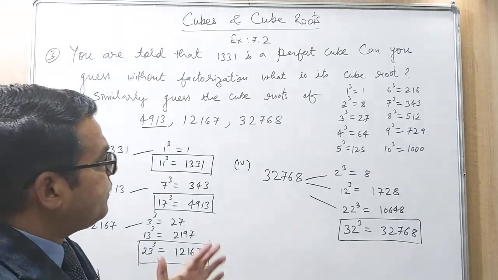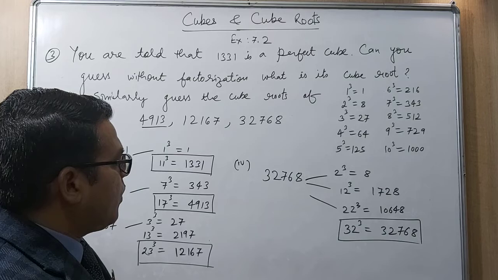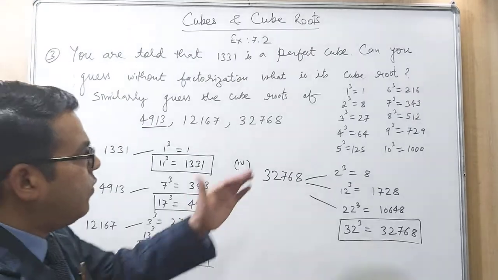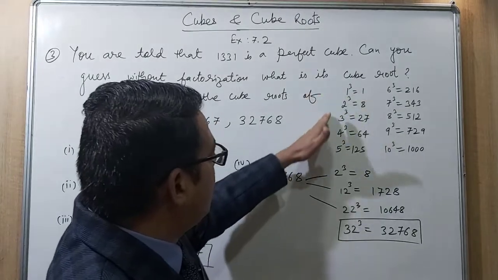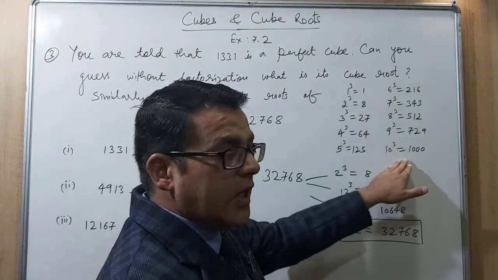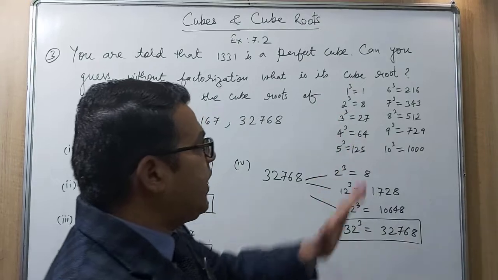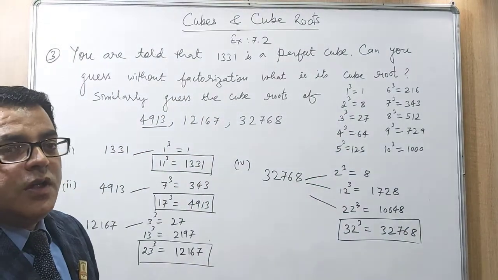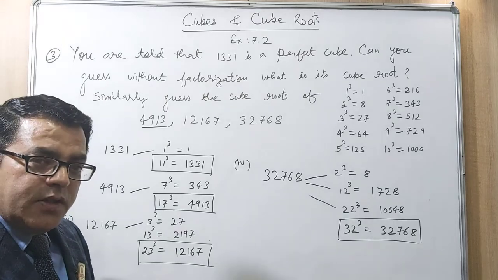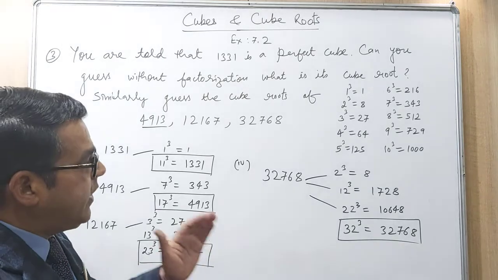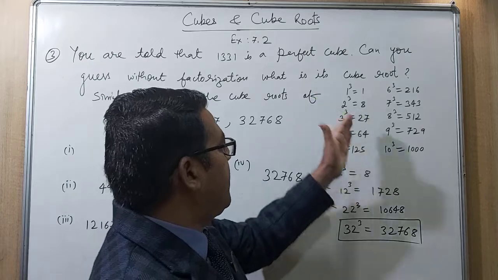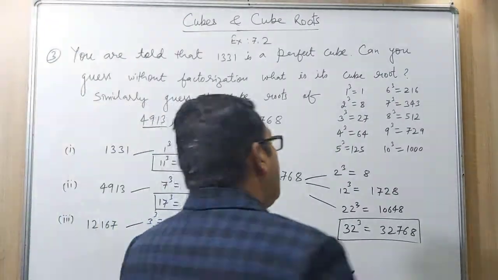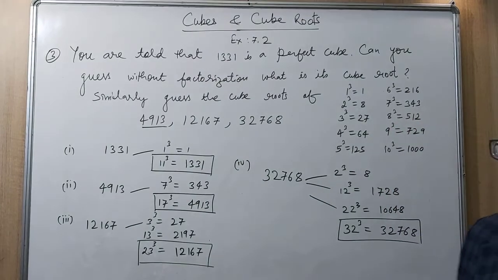So before applying that trick, you need to learn cube of the numbers 1 to 10. Then only we can use that trick. In the next video, I will explain that trick. Till then, you need to learn cubes of numbers 1 to 10. This is very important. And also you must know whose cube ends with where.